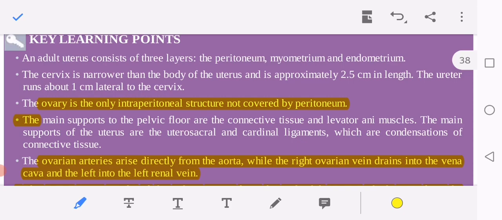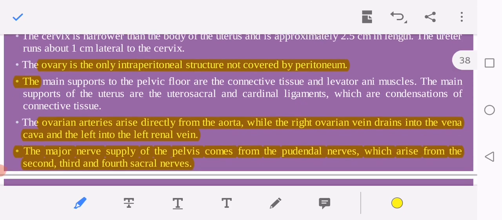The main supports of the pelvic floor are connective tissue and the levator ani muscle. The main supports of the uterus are the uterosacral and the cardinal ligaments, which are condensations of the connective tissue. The ovarian arteries arise directly from the aorta, while the right ovarian vein drains into the vena cava and the left into the left renal vein. This last point is very important for the MCQ.